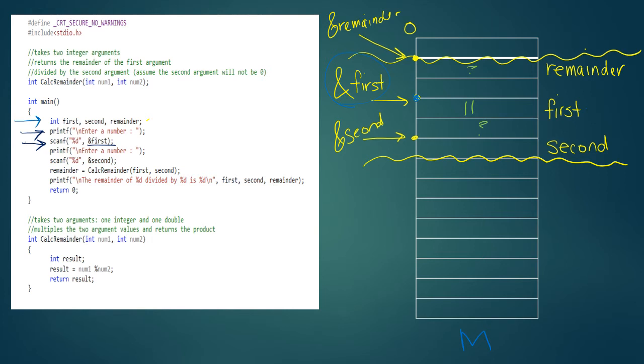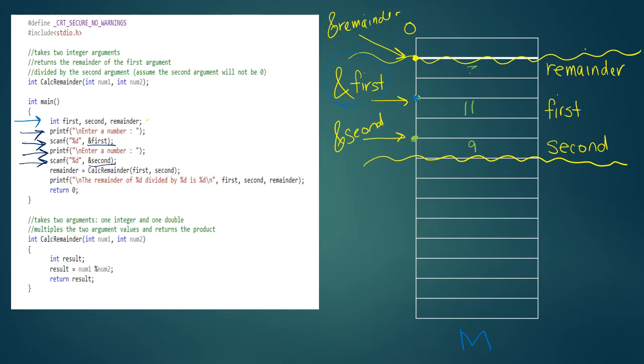All right, let's move on. Our next statement here is a printf to print onto the screen. And now we have another scanf in which we're going to have the user enter a value for the variable second. This is the address of second. And now we're going to have the user enter a value for that, and we will enter the number 9. So we now have our first is 11 and our second is 9.